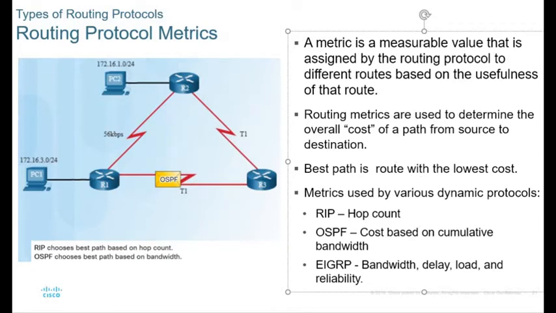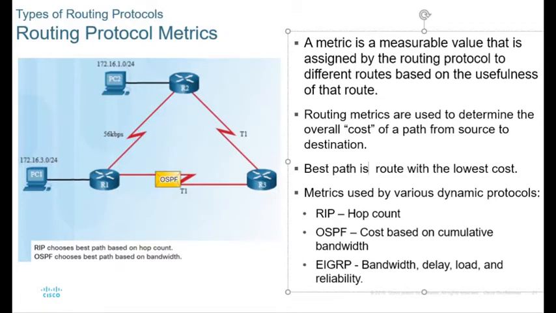Now, remember, different routing protocols use different metrics. We're going to discuss them one by one later. But when you talk about cost, take note of this one: the best path is always the route that has the lowest cost.